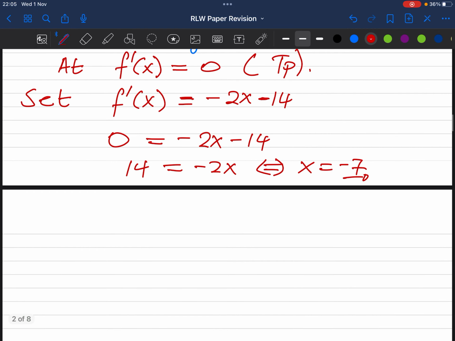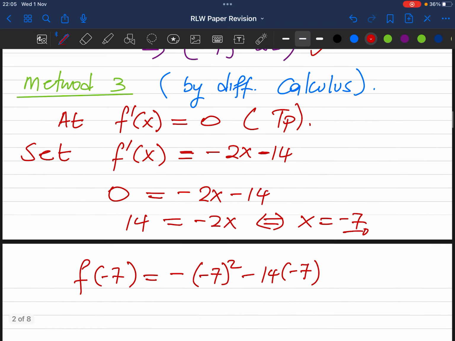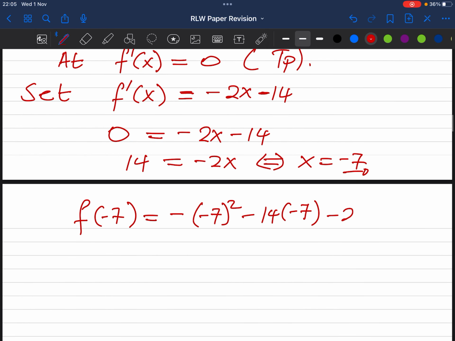Now we take this negative 7 and substitute it into the original equation. We get negative 7 to the power of 2 minus 14 into negative 7, and minus 24 there.